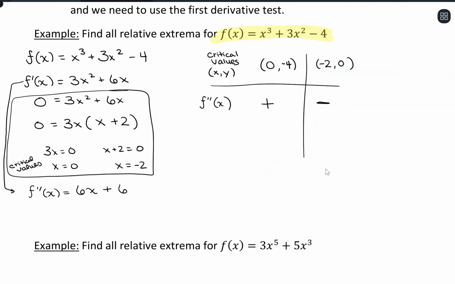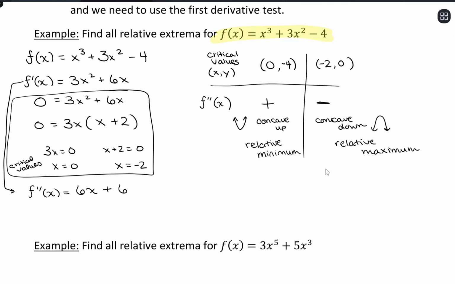So that's negative. What we end up with here is concavity. This is saying we're concave up at this point, and here we're saying we're concave down. Concave up looks like this, which means we're hitting a relative minimum. And concave down looks like this, which means we're reaching a relative maximum.